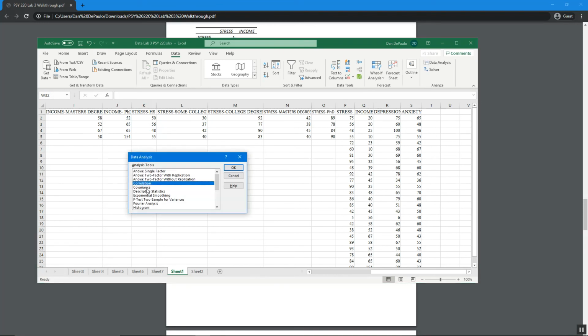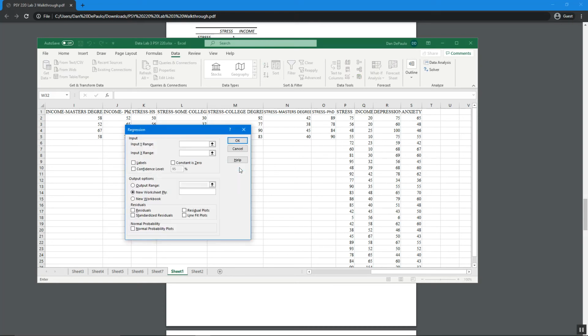So data analysis. Let's do income. So let's find a regression first. I see correlation here. I got to go down here for regression. Now the Y variable, that's what I'm predicting. I'm predicting depression. So let's find depression.